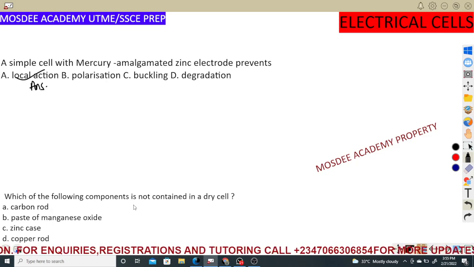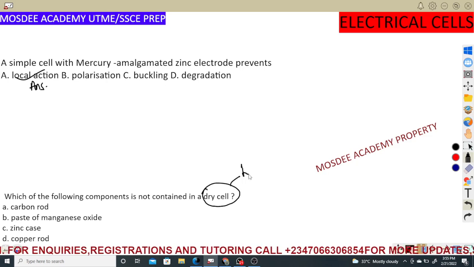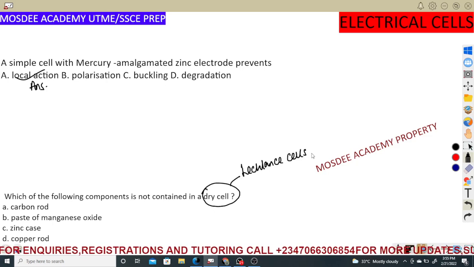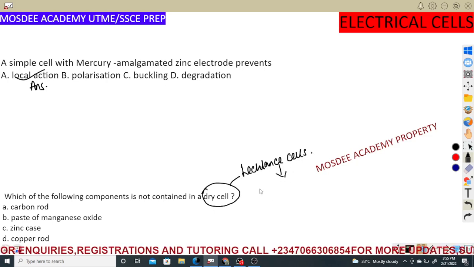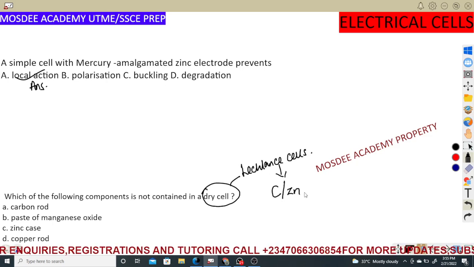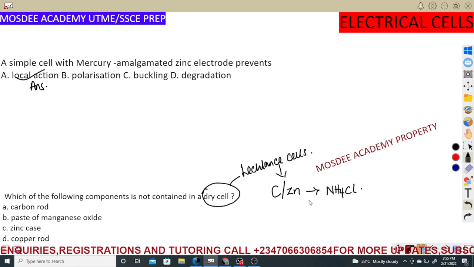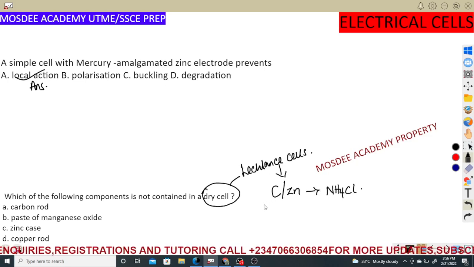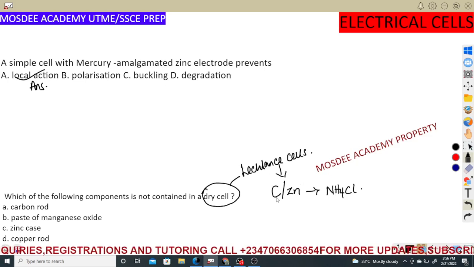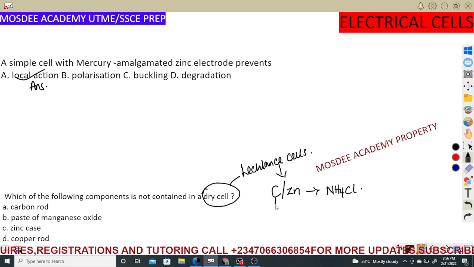Which of the following components is not found in a dry cell? When we say dry cell, we mean a Leclanche cell. I have given you the concept. A Leclanche cell consists of carbon that is dipped in zinc, and the electrolyte is ammonium chloride. This is the positive and this is the negative. At this cell, we talk about hydrogen bubbles. To prevent the flow of hydrogen bubbles, we dip this carbon.